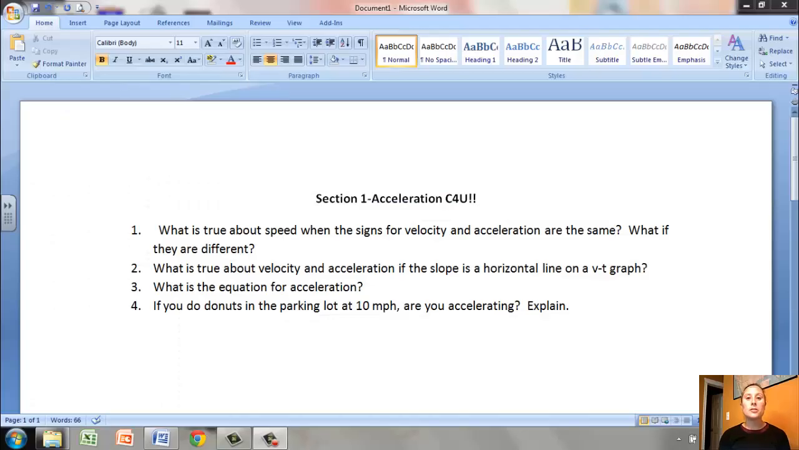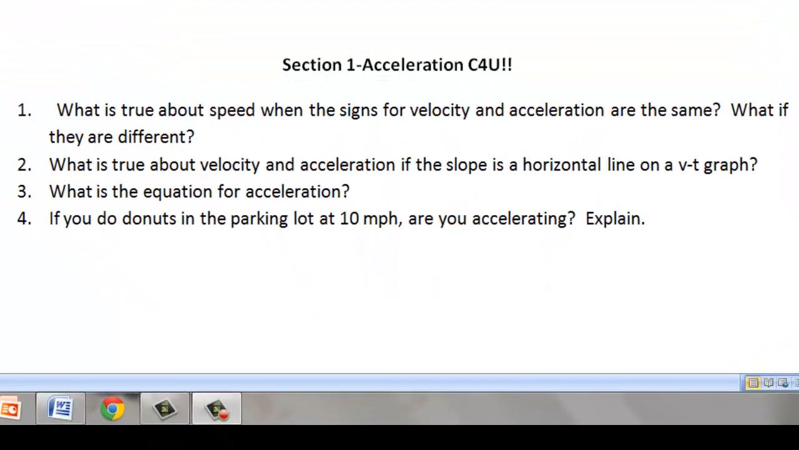Okay, so here are your checks for understanding for section 1 about acceleration. Number 1, what is true about speed when the signs for velocity and acceleration are the same? And what if the signs of velocity and acceleration are different? What's true about the speed of the object? Number 2, what is true about velocity and acceleration if the slope is a horizontal line on a velocity time graph? Number 3, what is the equation for acceleration? And number 4, if you do donuts in the parking lot at 10 miles per hour, are you accelerating? And explain. So give these a try, and we'll go over them in class when we check your notes.